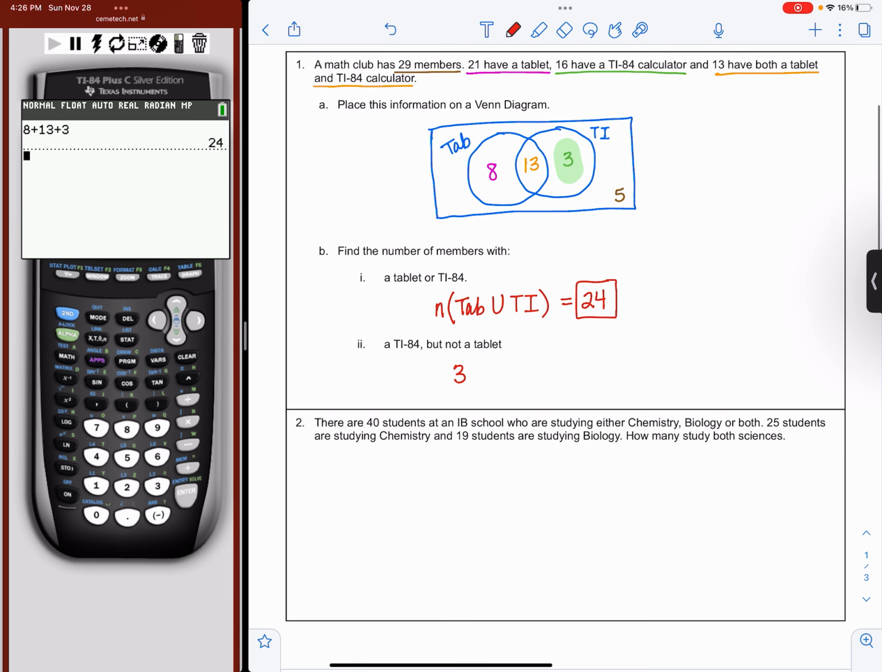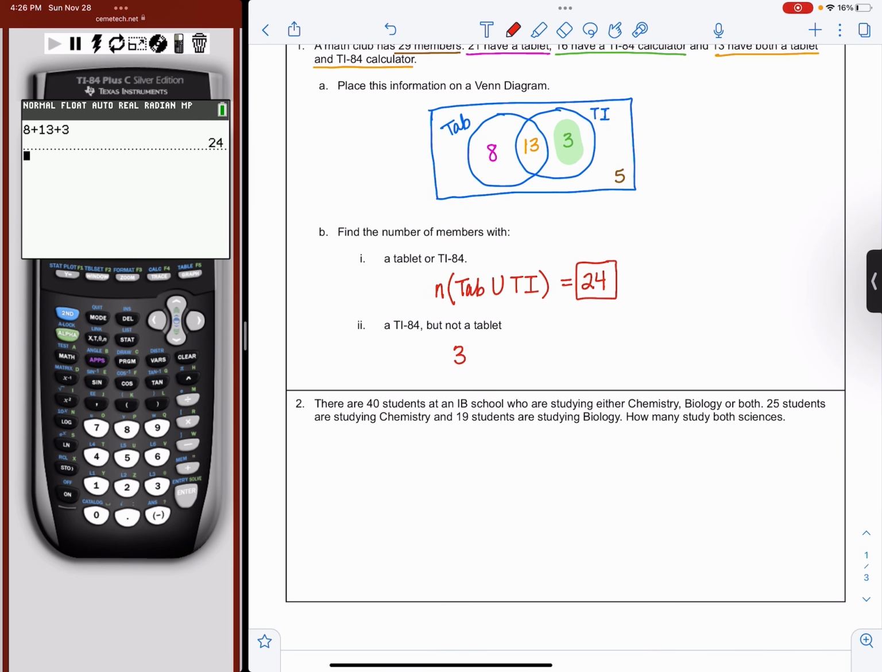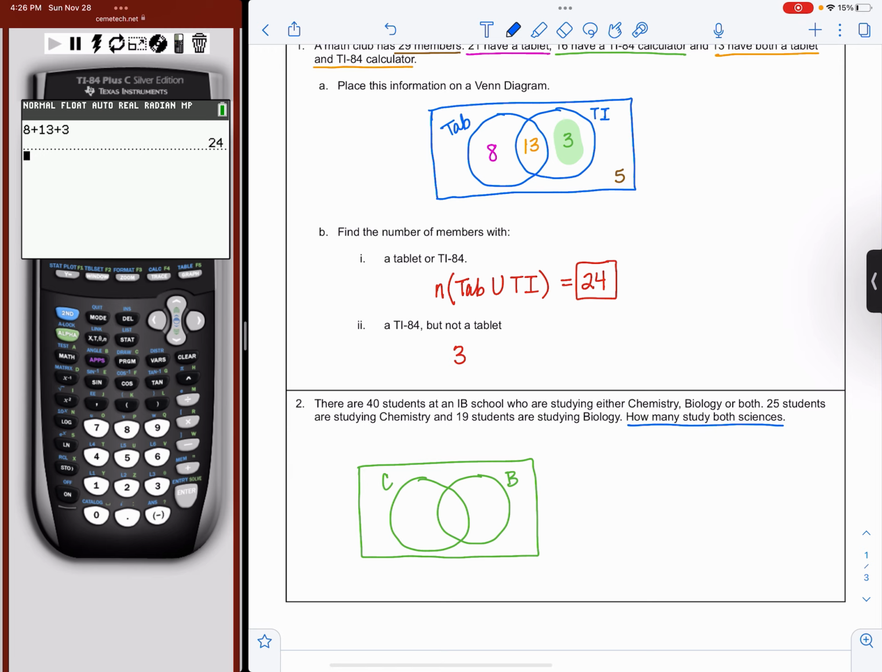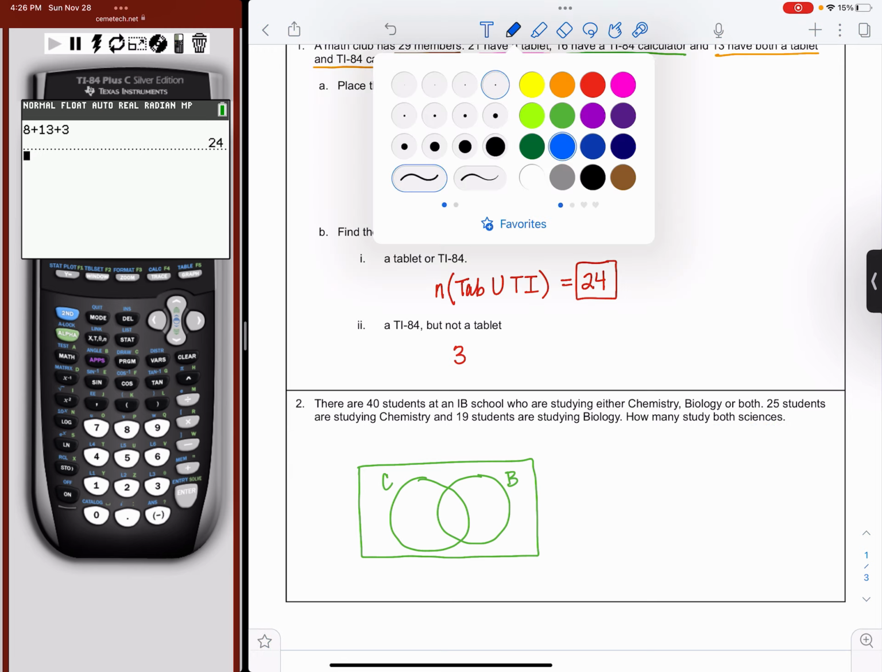Number 2, it says there are 40 students at an IB school who are studying either chemistry, biology, or both. 25 students are studying chemistry, 19 students are studying biology. How many students are studying both sciences? So here, if we draw a Venn diagram, there are 2 circles. We have chemistry and we have biology. We don't know how many people are studying both, so when it says how many people are studying both sciences, we are going to label that with X in the middle.